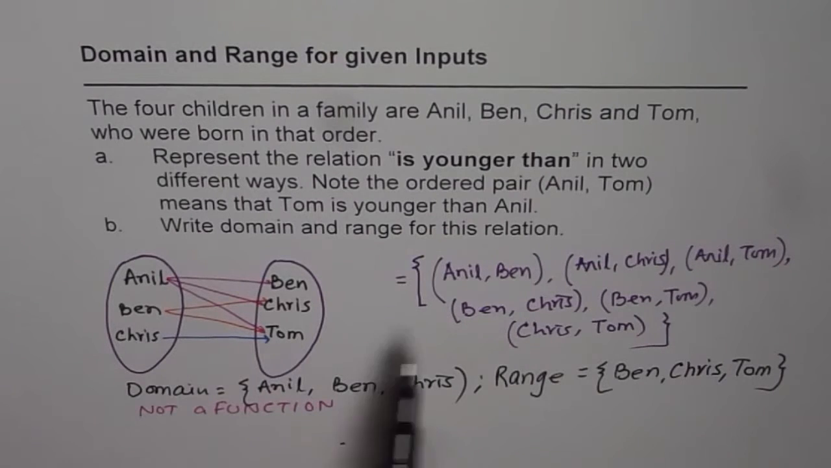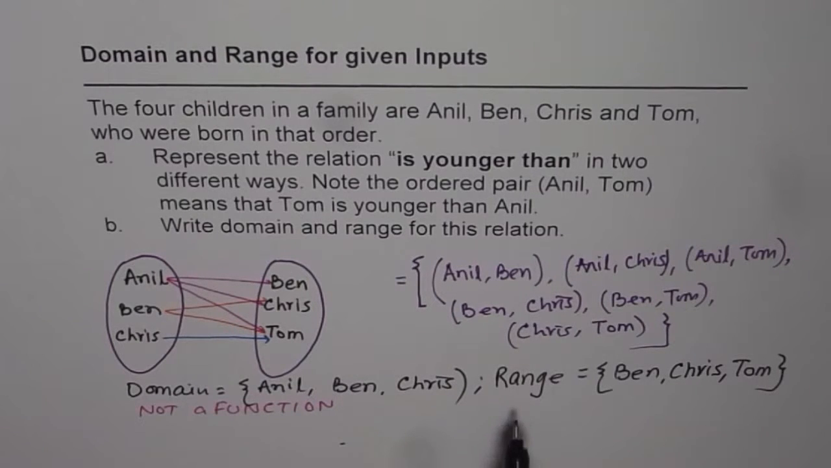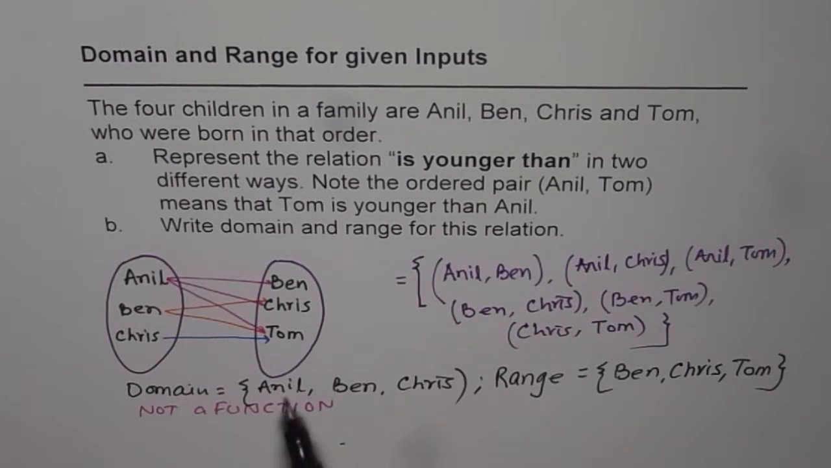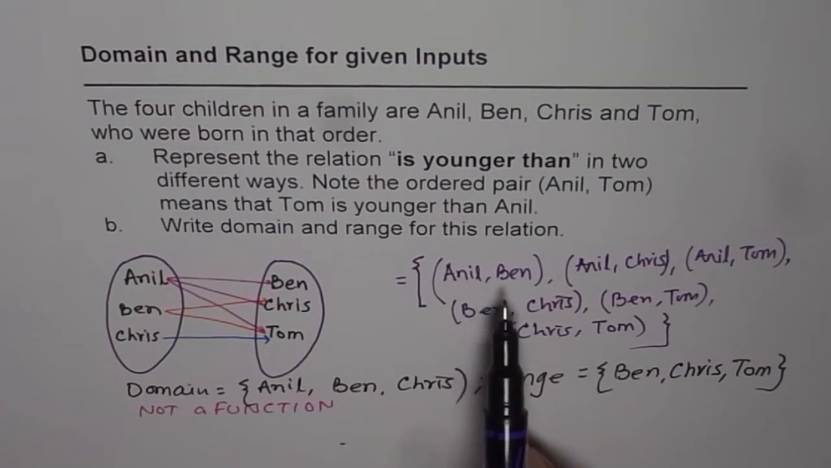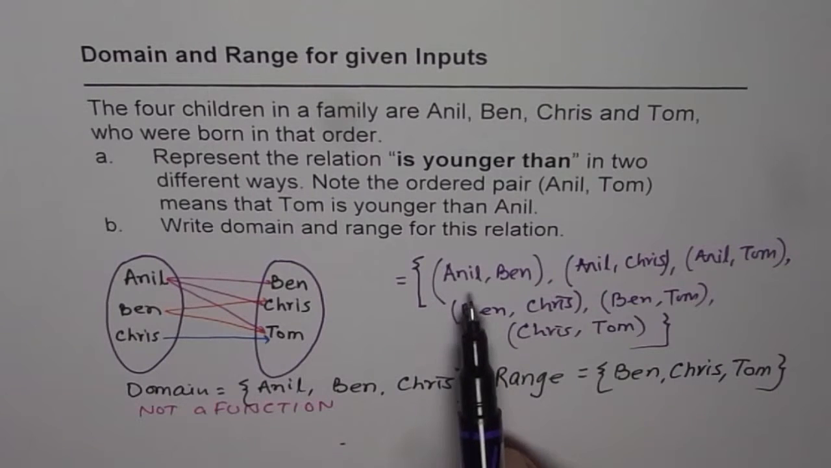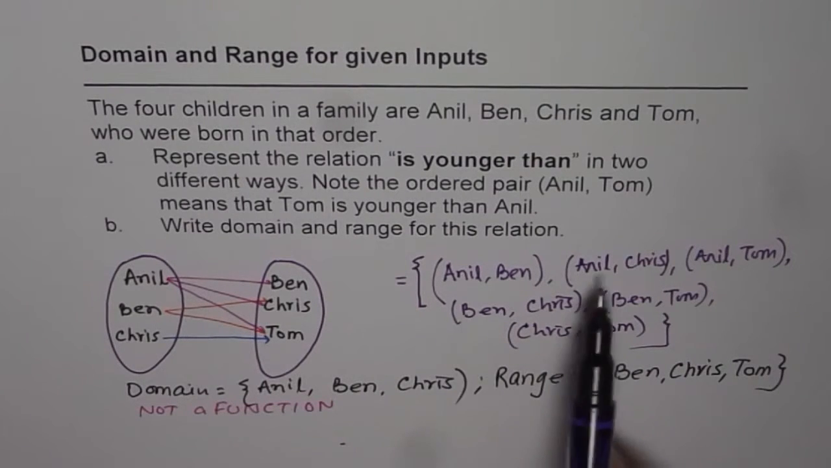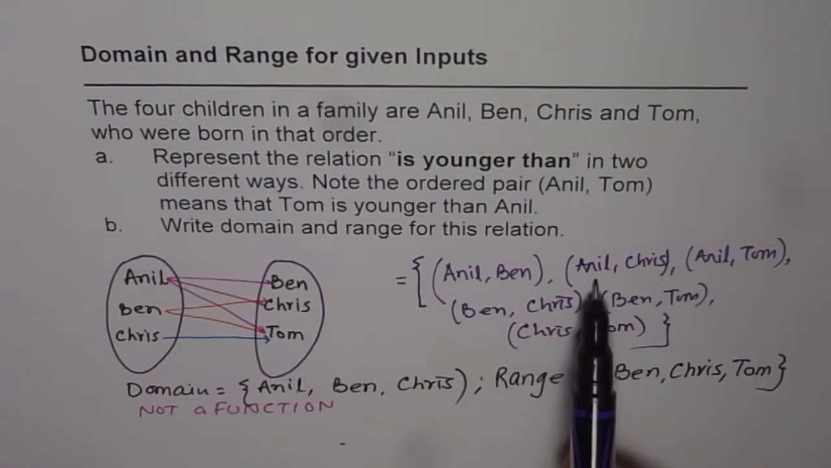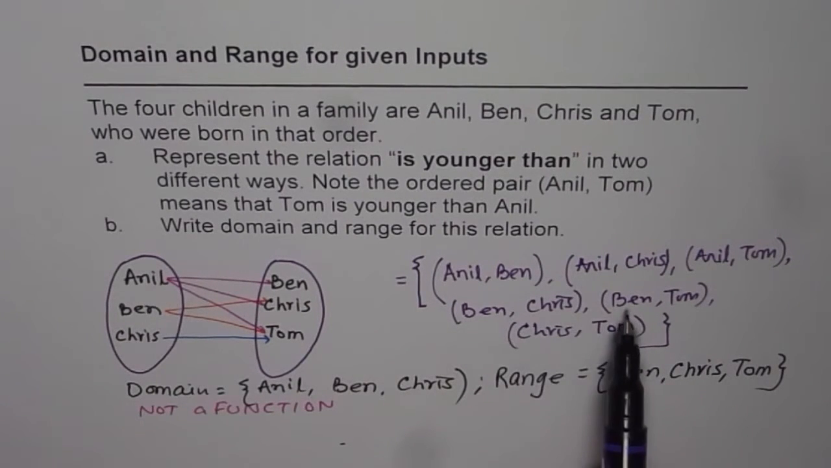So we have represented this relation in two different ways, and we have also listed the domain and range. Note, if we are writing in ordered pairs, then we should not be repeating the same thing again and again. It is enough and required to be written only once, even if it is repeated. Since we see that Anil is repeated or Ben is repeated, this relation is not a function, right? I hope that makes things absolutely clear. Thank you and all the best.